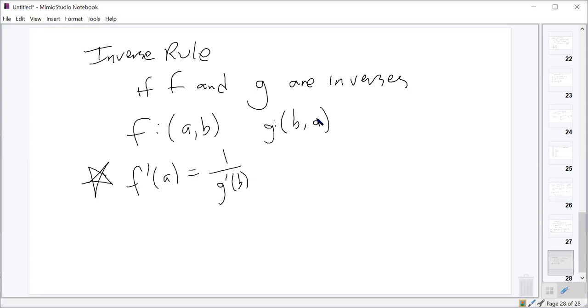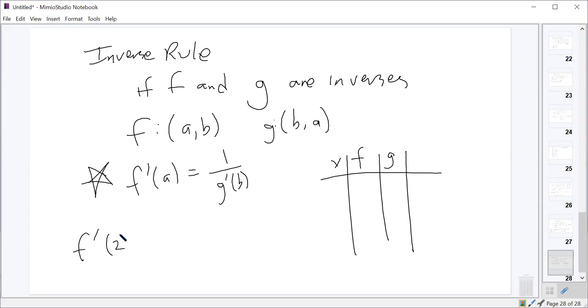I don't know, let's make a quick chart and do an example of that. So x, f, and g. Let's say I want to find f prime of 2. Let's see, we got a 1, let's put a 2 in here, let's put a 4 in here. And let's put a 7 in here, just give ourselves a bunch of extra information that we don't need. And let's say we're also given g prime values here. And we want f prime of 2.